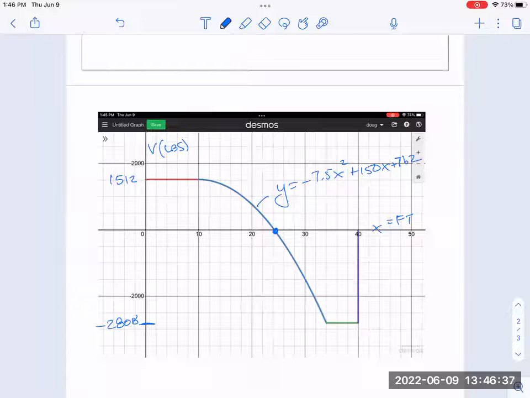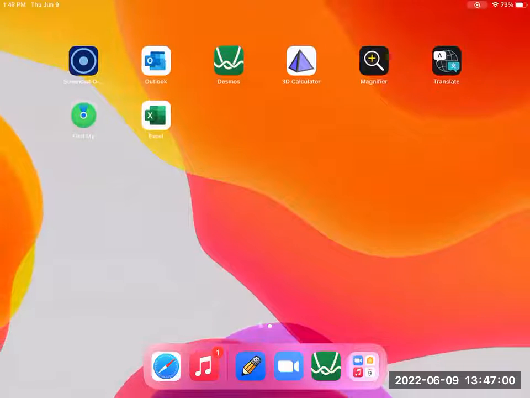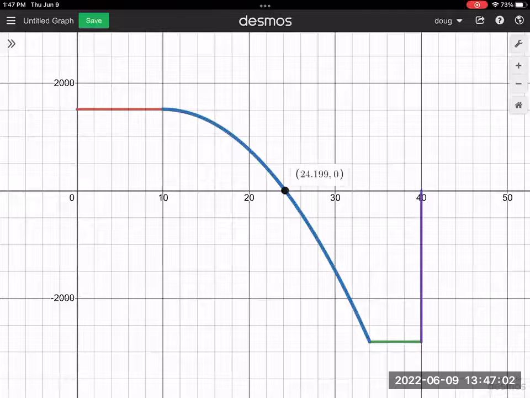I need to know when y is equal to 0. If I throw that in the quadratic formula, I get 24.2. Now back in Desmos, could I have stolen that for free? Yep. Isn't that cool? Y equals 0, x equals... it depends on how you have the equation typed in there. You have to zoom in on the plane scale to see.